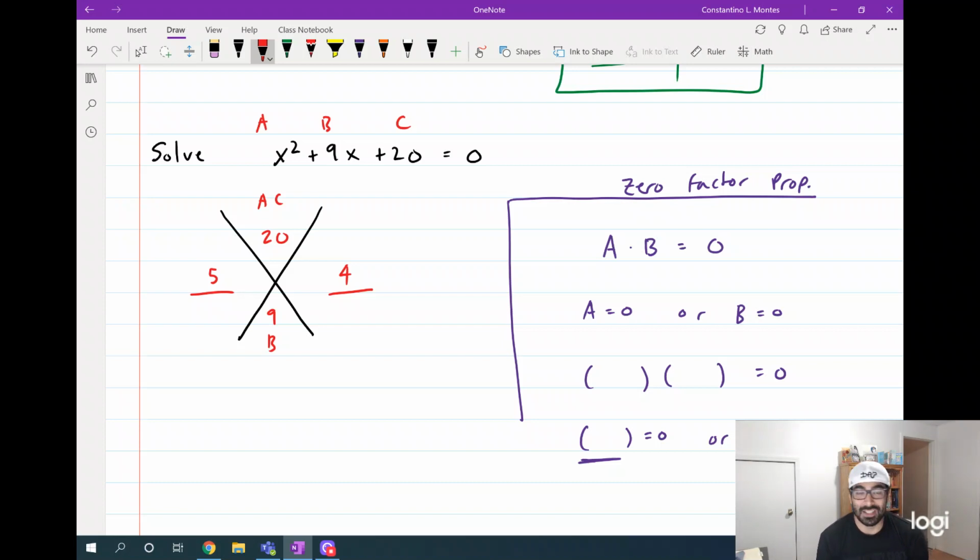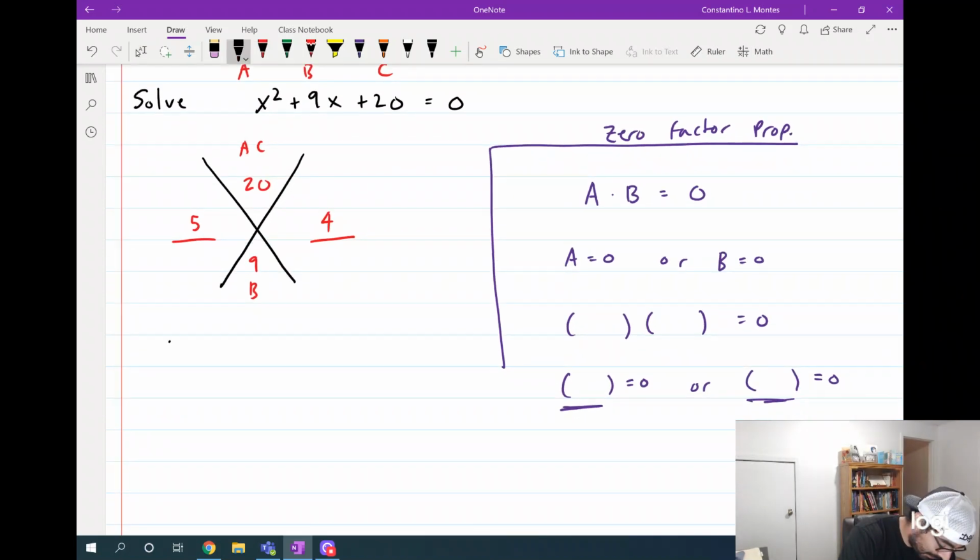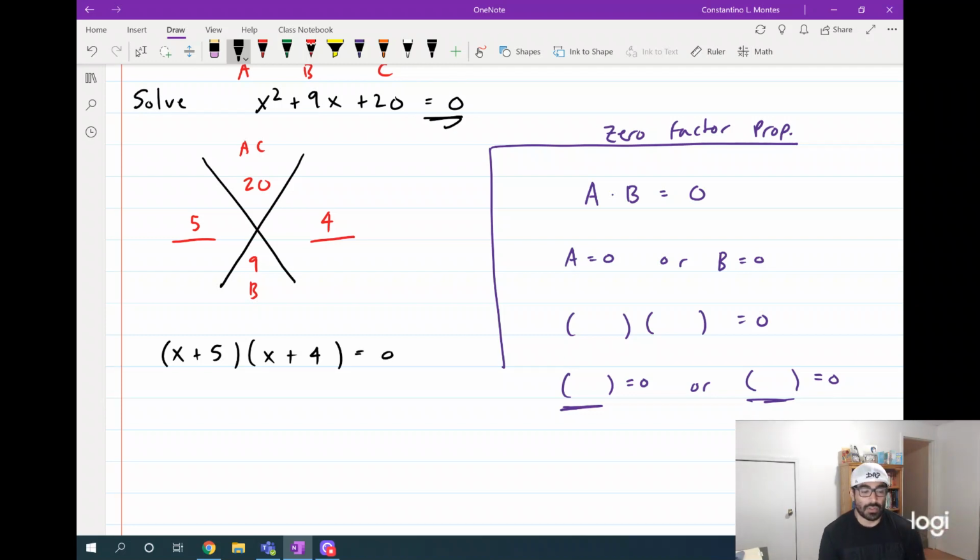5 plus 4 is 9. So my quadratic is going to factor. We know this is x and this is x. One of the factors is plus 5 and one of the factors has a plus 4. And I'm going to drop down the equals 0 here. Equals 0. So we've changed from what we call standard form into what we call factored form.